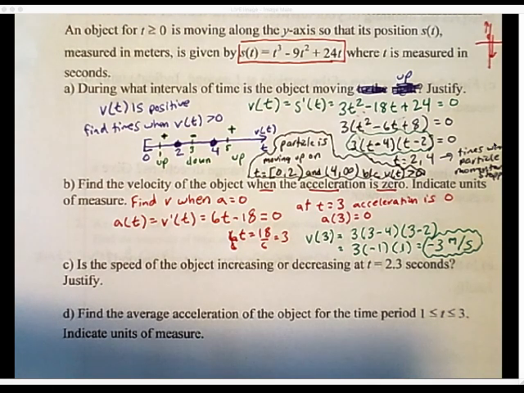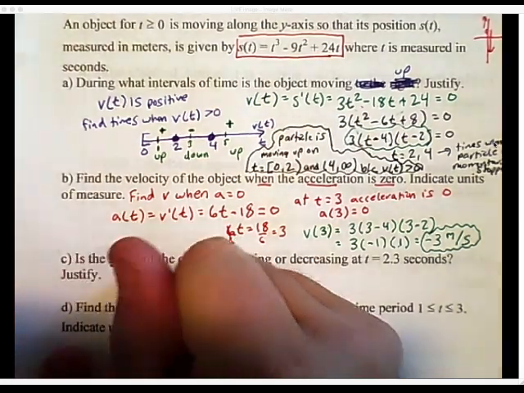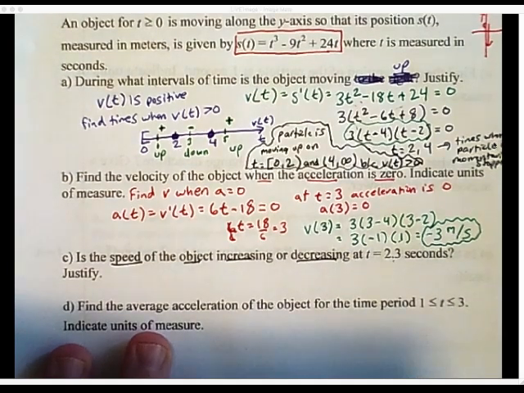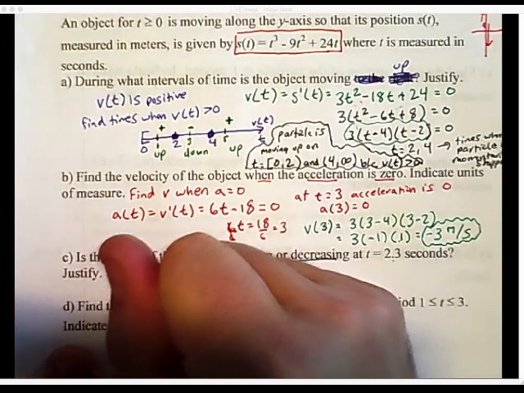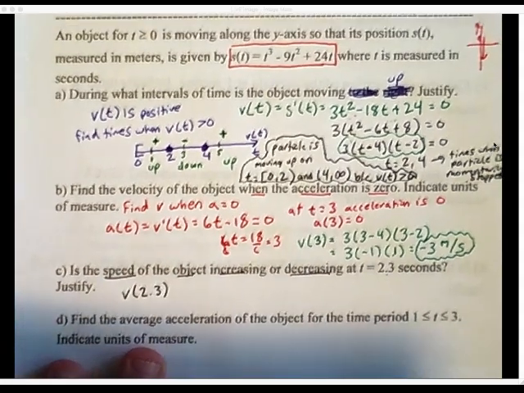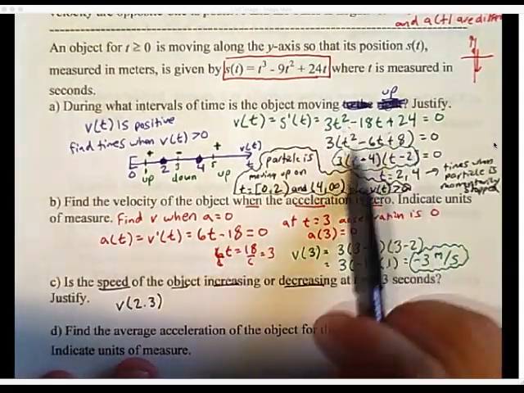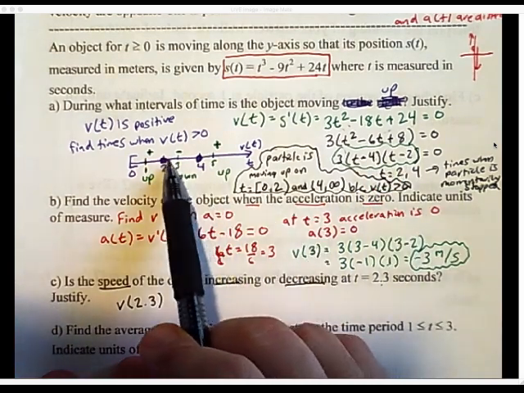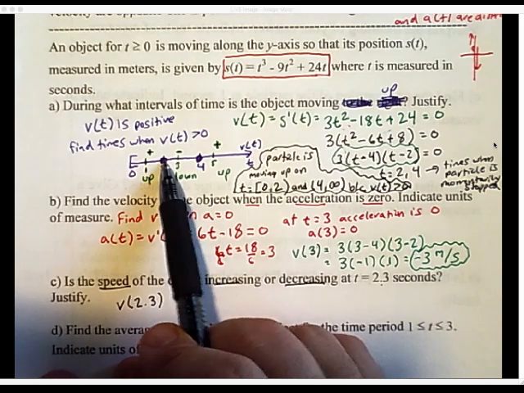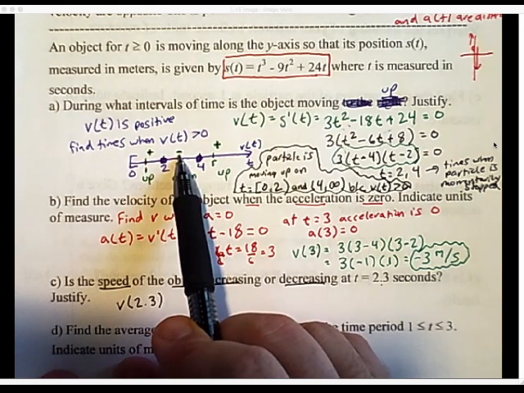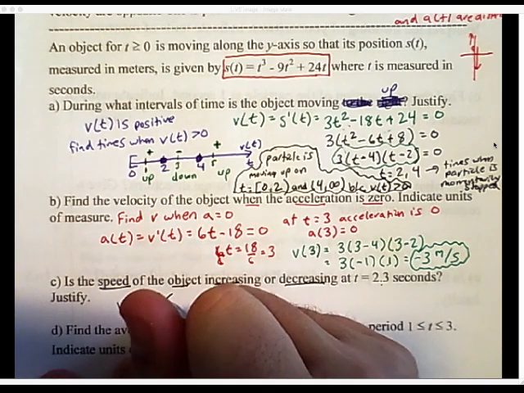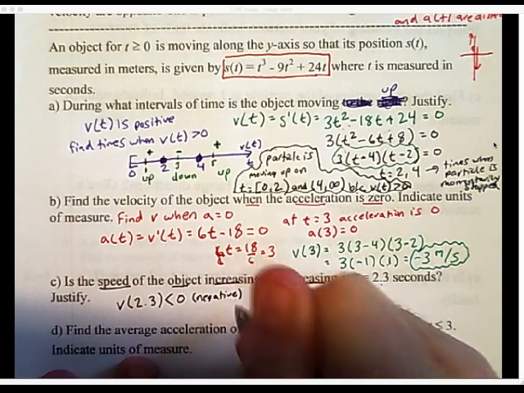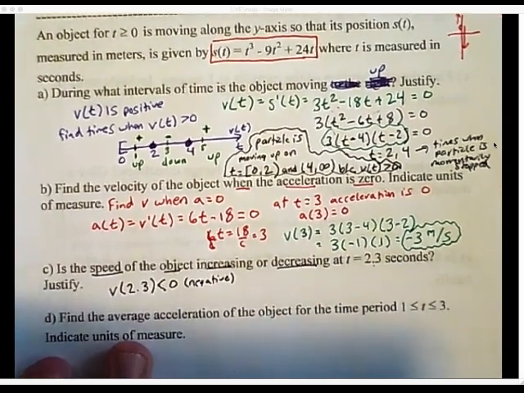Now let's do part C. It said, is the speed of the object increasing or decreasing at this time? Well, what do you know about the velocity at that time? What's the velocity at 2.3? I could plug 2.3 into here, but that's not really important. I know from my number line that 2.3 is a number in between this time interval. I already know that the velocity is negative there. So if I plugged in 2.3, I would get a negative answer. So I know that's negative.